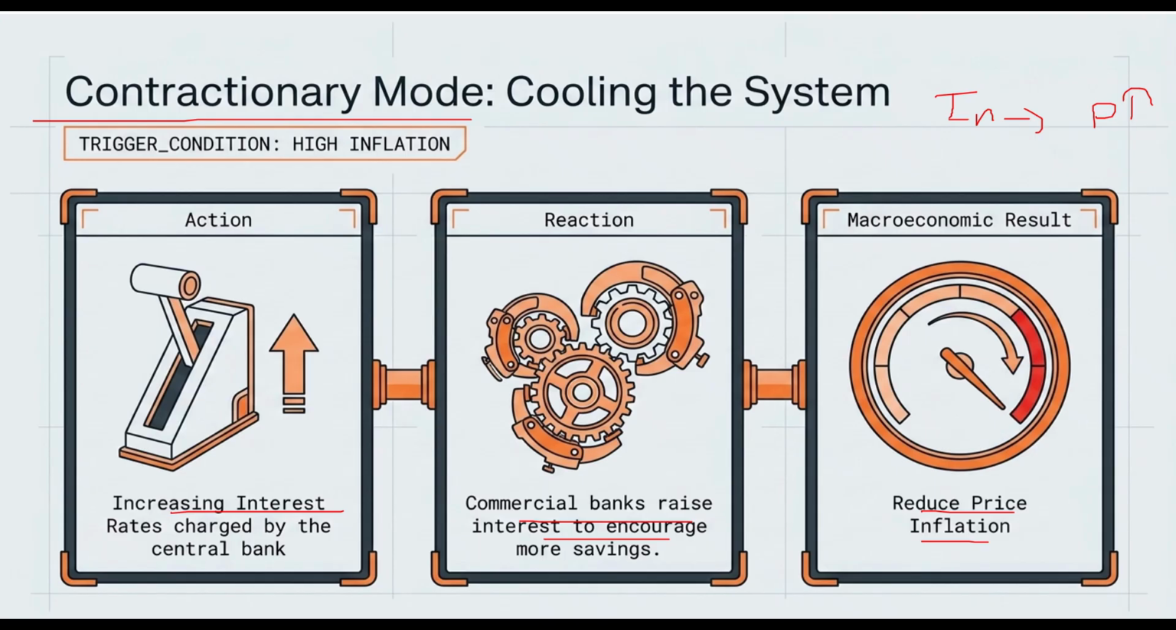Okay. So consumers reduce spending because loans become costlier, while businesses postpone investment due to higher financial cost, right? As spending and investment decline, aggregate demand falls. Lower demand reduces pressure on prices, helping to control inflation. The main objective of contractionary monetary policy is to maintain price stability and prevent excessive inflation from damaging the economy. So excessive inflation is not good for the economy, right?